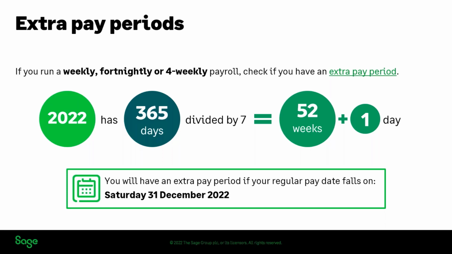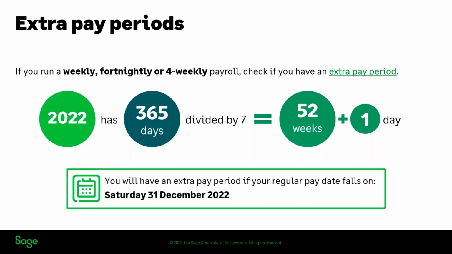Now this year in 2022, the pay date is Saturday. So if you first paid your employees on Saturday the 1st of January 2022, it means that the last payment of 2022 would be a 53rd payment, hence the term week 53, and you would have an extra pay period if your regular pay date falls on Saturday, the 31st of December. If it doesn't, you don't have an extra pay period.